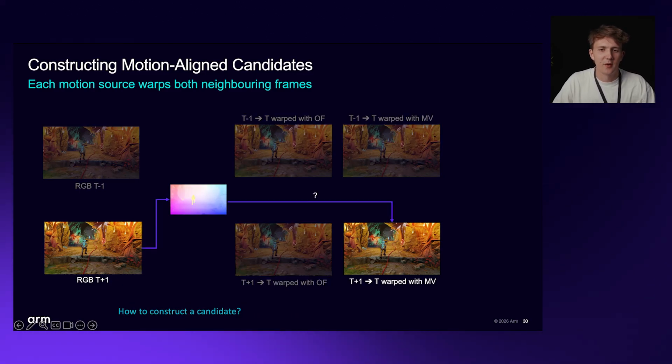So I guess one thing I've spoken about and not gone into too much detail is the warping, and what do we mean when we say warping. So I'll do a little bit of an explainer here about how we actually construct a candidate and how this is done. And we will take the generation of RGB of T+1 warped to T with the motion vectors as our running example.